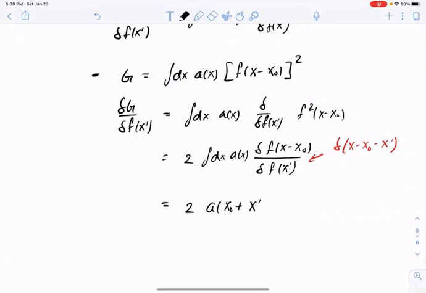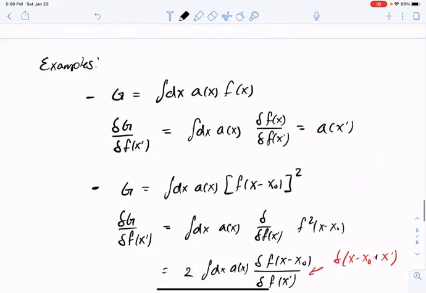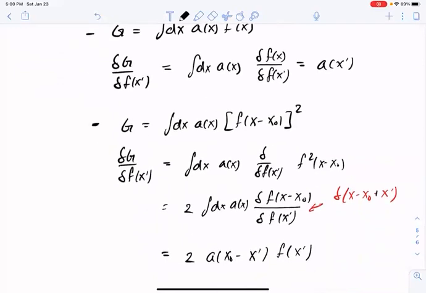plus x prime. Sorry, that should be a plus, and this a minus. And then f of x prime. Okay, so I think Yoon is going to go over some more examples and some more common manipulations, but that should give you some sense for a quick introduction to functional calculus. Again, if things get confusing, turn everything into vectors, work things out there, and then take the appropriate continuum limits.